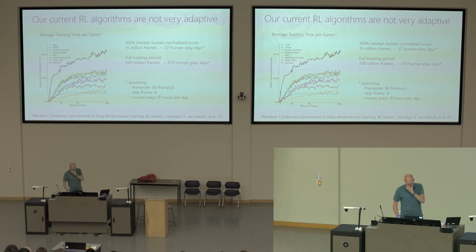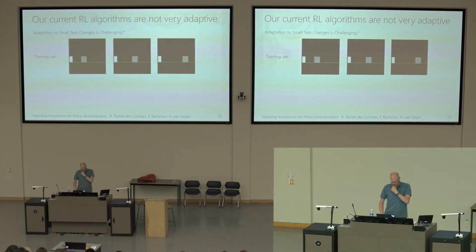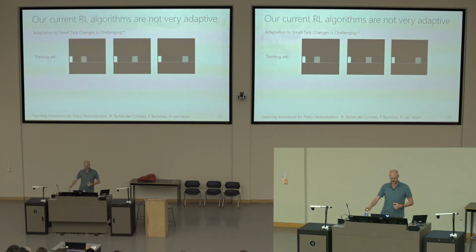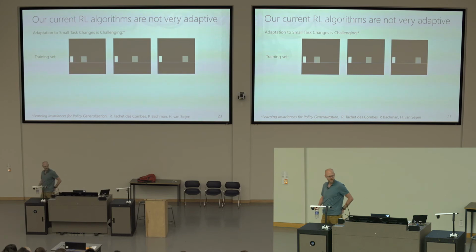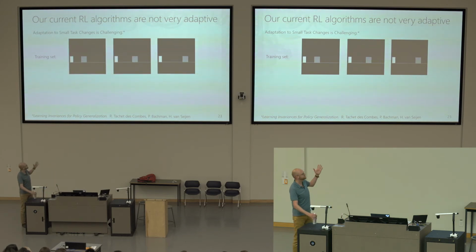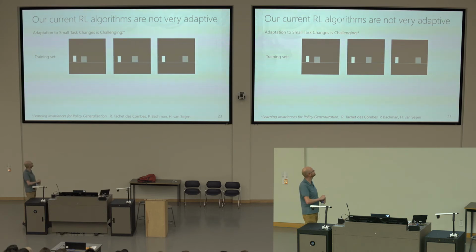I just want to show you one other example of that, an experiment we did ourselves. This is basically the most simple game we could think of. It's just a block that has to jump over another block. We had a training set where we had this obstacle, and we placed it in a number of different locations. And we had an agent train.